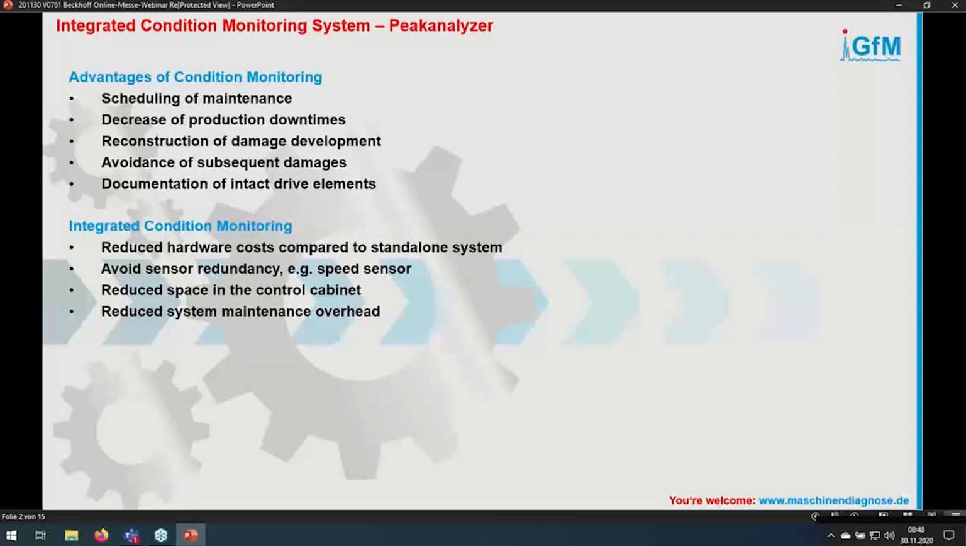Moreover, with the integrated condition monitoring, I think Niels already stated most of the advantages: you have reduced hardware costs since you can reuse your integrated industry PC or the embedded variant, and do not have a coupled standalone system. You can also reuse sensors like the speed sensor or many others, like wind information or the load of the machine. This also results in reduced space usage in the control cabinet, and you only have to maintain one system. So there's not only an installation advantage, but also one during the operation of the machine.